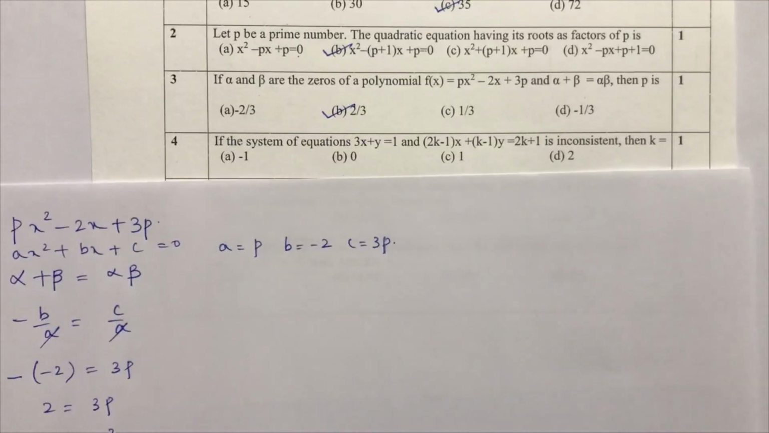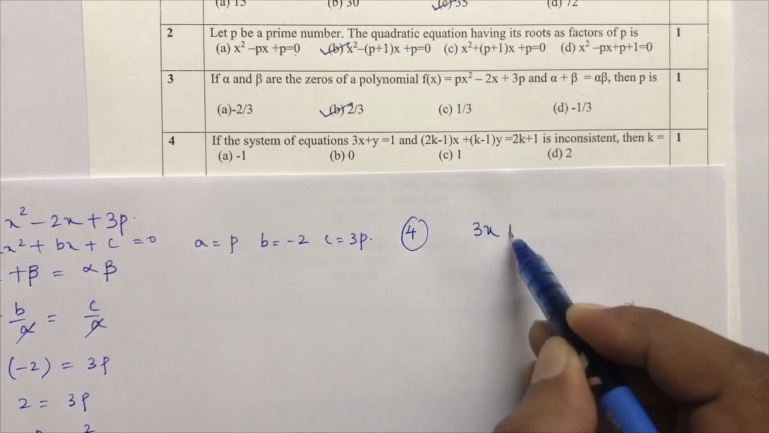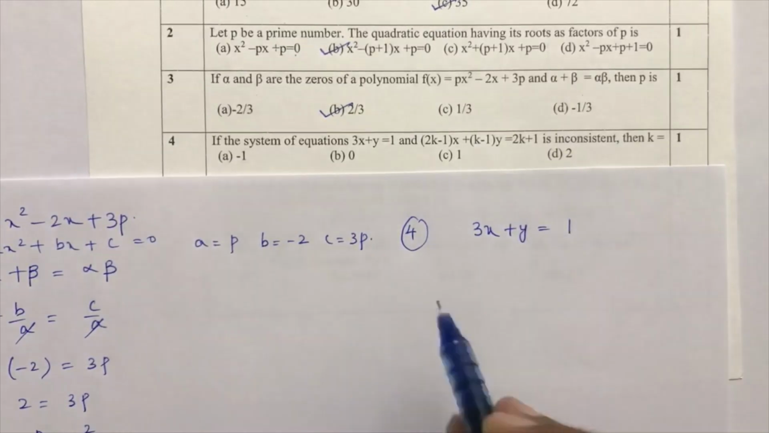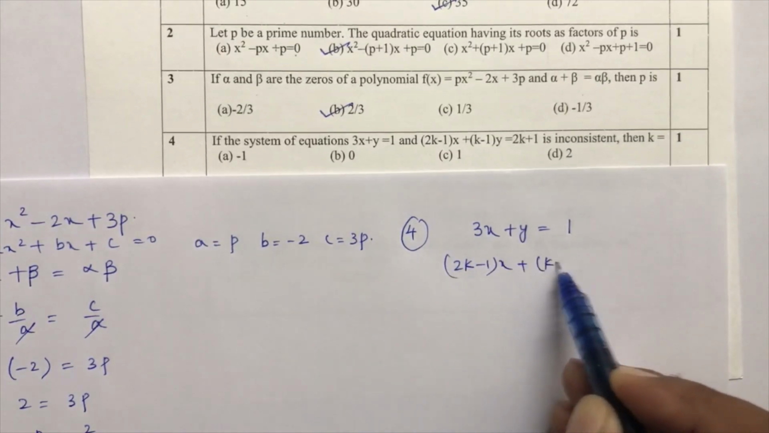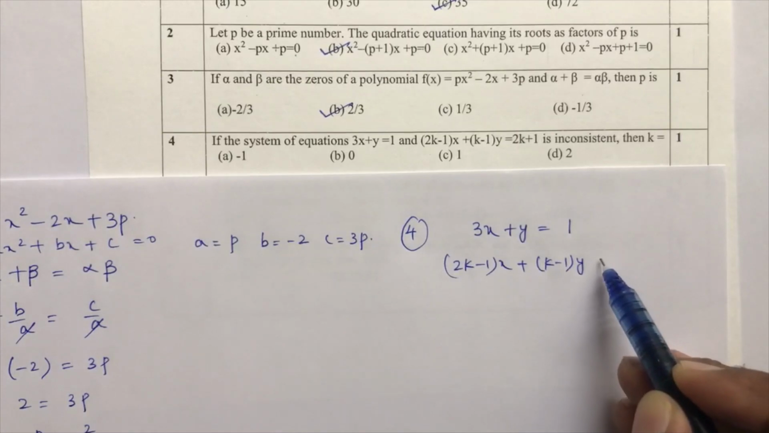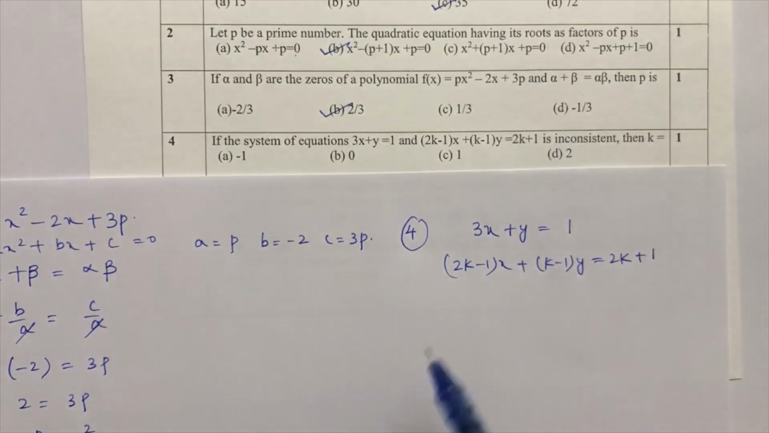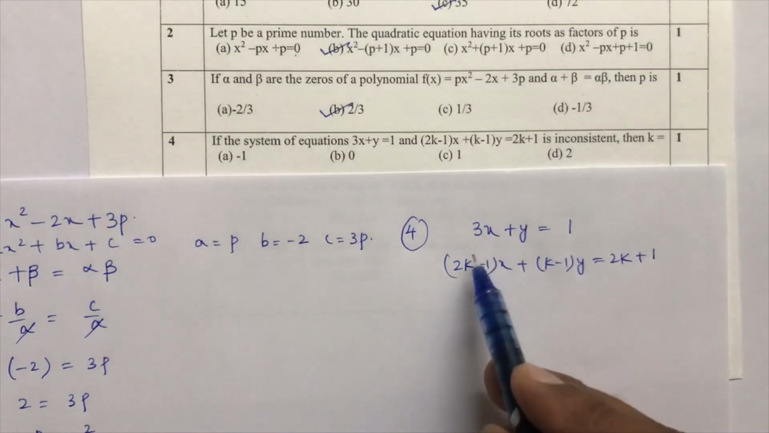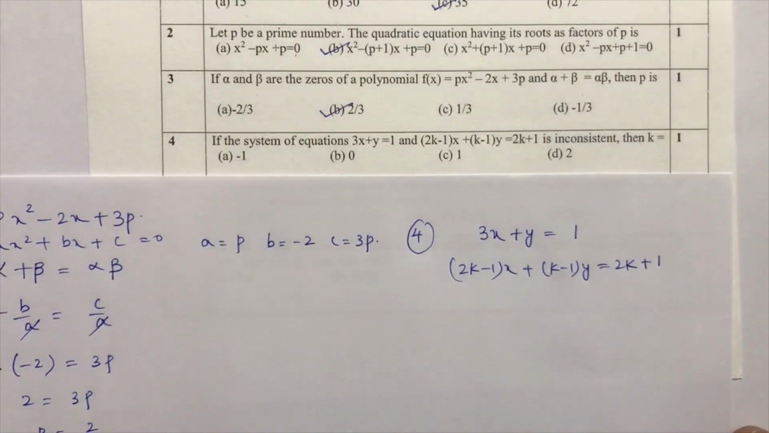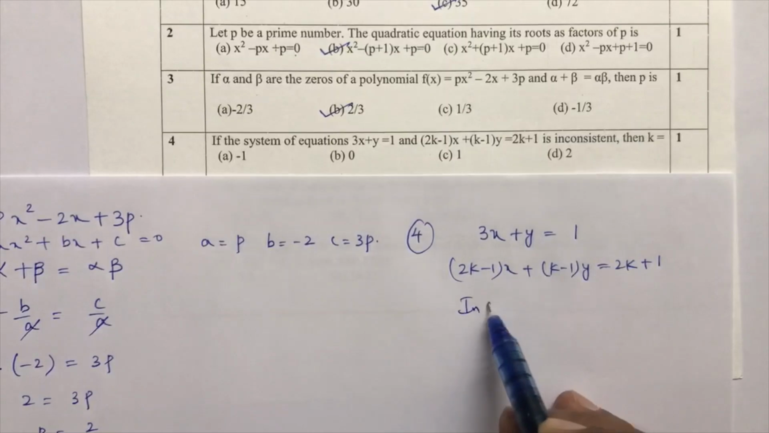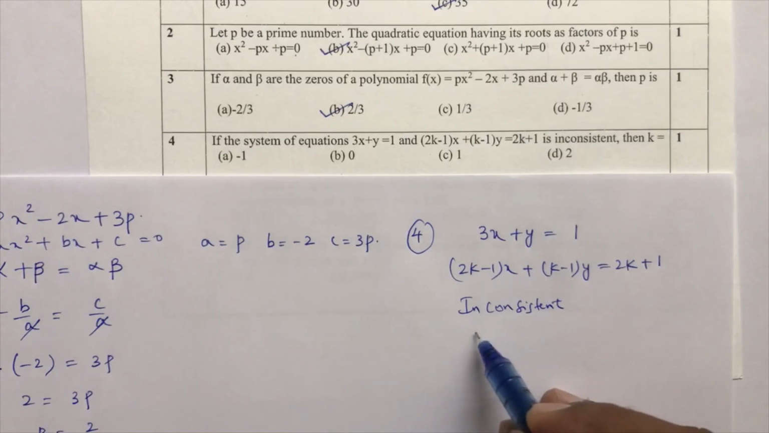If the system of linear equations, here see this fourth one. One equation is 3x plus y equals 1, and the other is 2k minus 1 into x plus k minus 1 into y equals 2k plus 1. See, inconsistent. Inconsistent means the lines are parallel and we need to find the value of k, because for parallel lines we will not get a solution, so the lines are inconsistent.